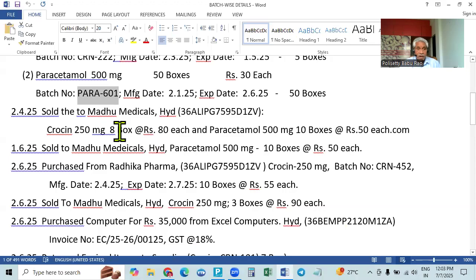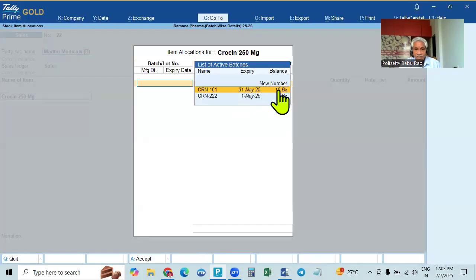And now you have to sell 8 boxes. The first batch has 10, so you can sell 8. But how will we sell? When you are selling, we sell the batch which expires quickly. In this case, this one is expiring on 31st. We can sell it later. But this is expiring on 1st May itself. That is why this is the first expiry, so we have to select this.